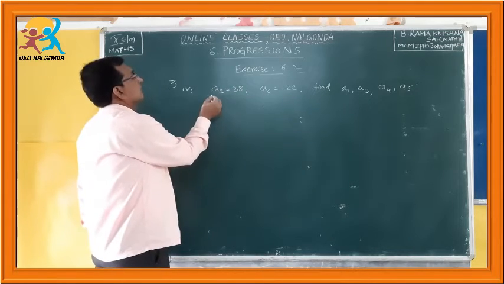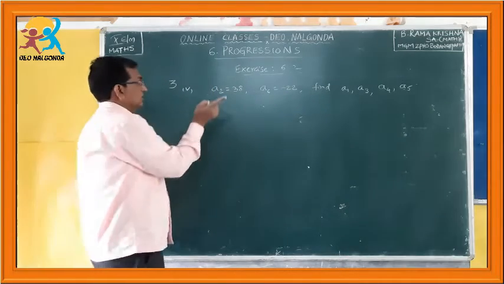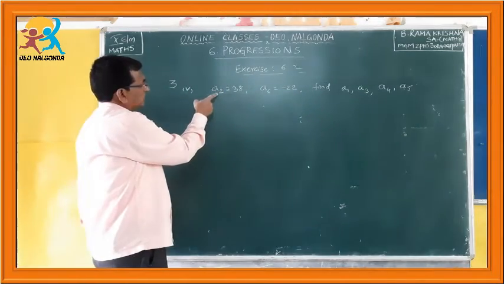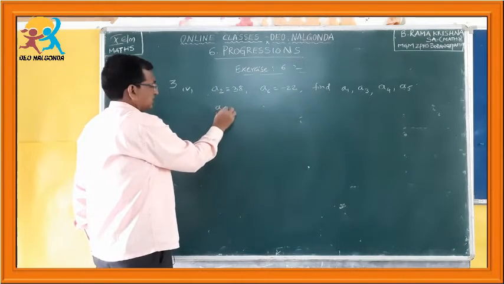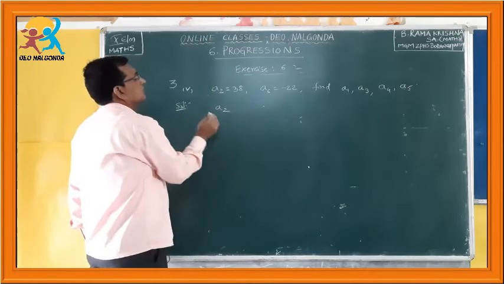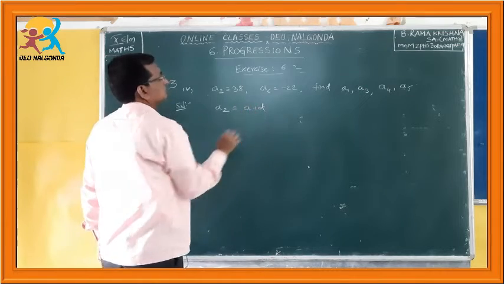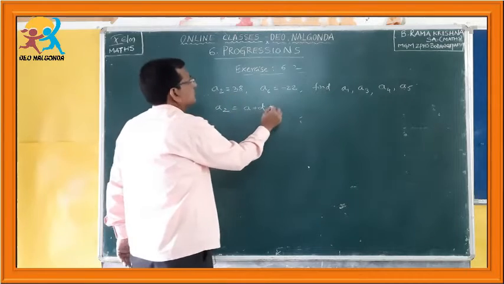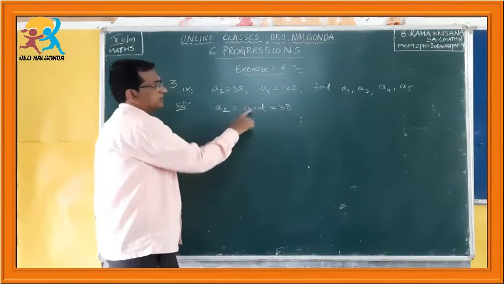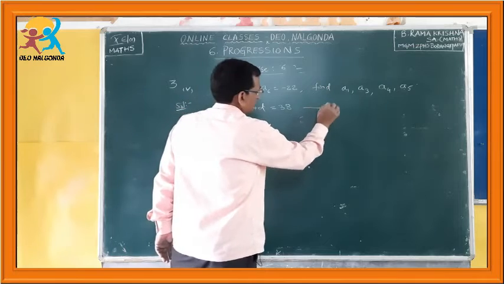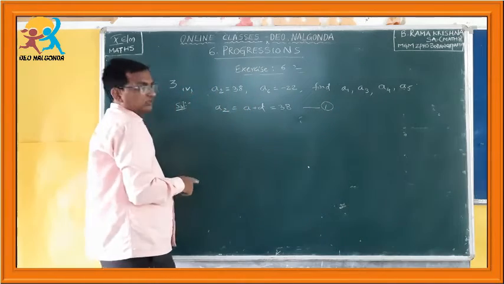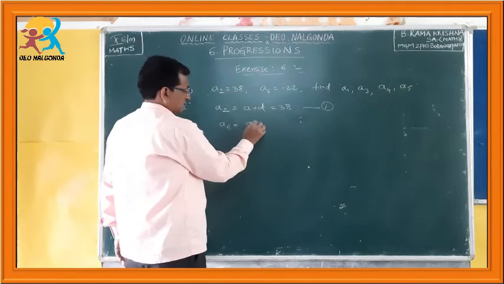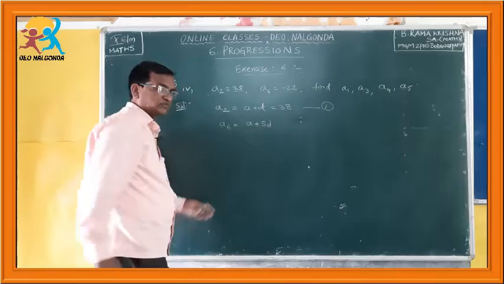For that, using the nth term formula, write down the formula for A2. What is A2? A2 is equal to A plus D, and what is given? A2 is given as 38, therefore write A plus D is equal to 38, and mark this as the first equation. And what was given next? A6. A6, how do you write? A plus 5D. How do you get this 5D?